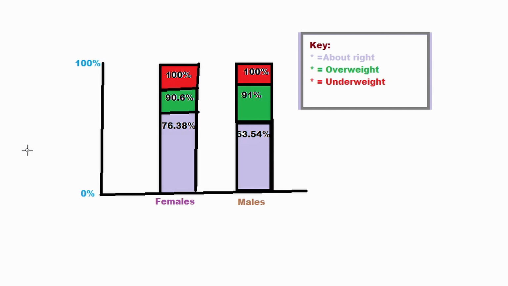Now, with this data, we're going to be making a segmented bar graph. Now, in order to do that, we'll need to take those marginal percents that we just found and first draw a line that goes from 0 to 100. This represents the cumulative percent. Now we're going to start at the left side and plot the marginal percents for females. We'll first shade up to 76.38% and label that about right.